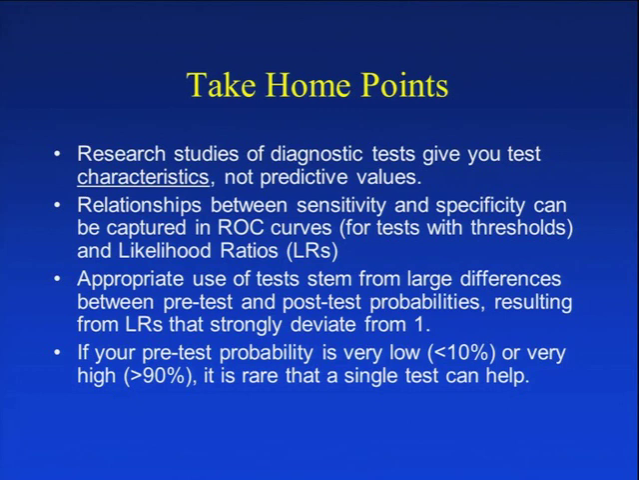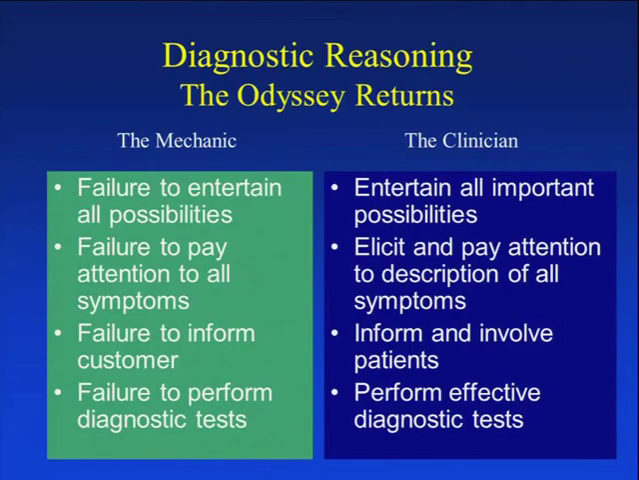If you use the tests appropriately, the most appropriate usages occur when your pre-test and post-test probabilities actually significantly shift. If they don't shift significantly, you have to ask yourself, why am I getting this test to begin with, before you get the test? Keeping in mind that if your pre-test probability is really low or really high, it rarely helps that a single test will shift your decision-making process in a meaningful way.